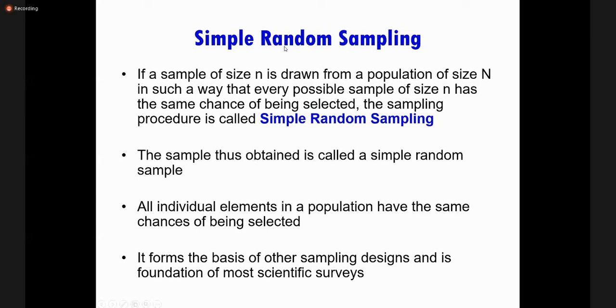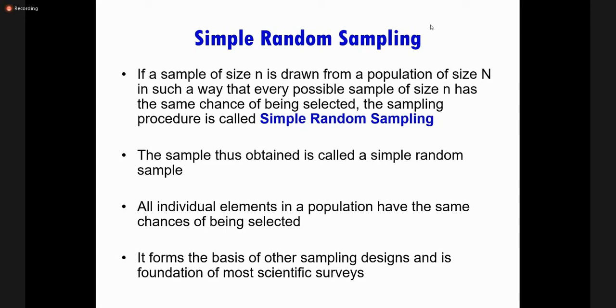Number 1 is simple random sampling. If a sample of size n, that can be 300, 400, whatever, is drawn from a population of size N, that can be 1 million, in such a way that every possible sample of size n has the same chance of being selected, the sampling procedure is called simple random sampling. So it simply says that when every individual can become part of the sample, then the sampling is simple random sampling.